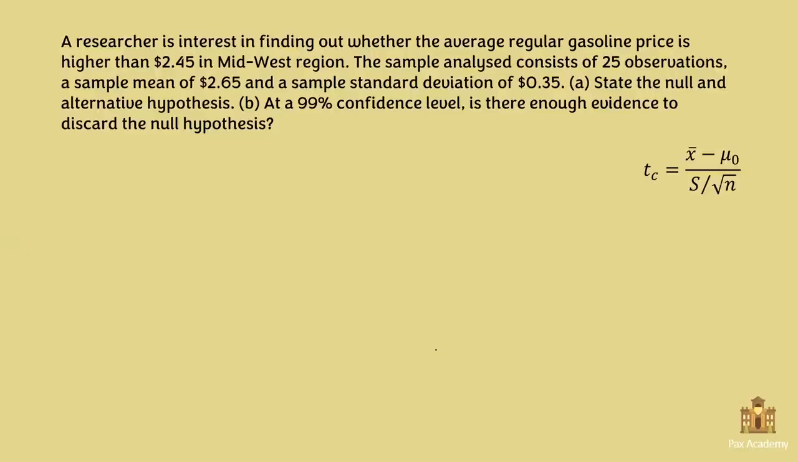What about this exercise? A researcher is interested in finding out whether the average regular gasoline price is higher than $2.45 in Midwest region. The sample analyzed consists of 25 observations, a sample mean of 2.65, and a sample standard deviation of $0.35. State the null and alternative hypotheses. And B, at a 99% confidence level, is there enough evidence to discard the null hypotheses? So what do you think? Do we need to use the Z-test or the T-test in this case?